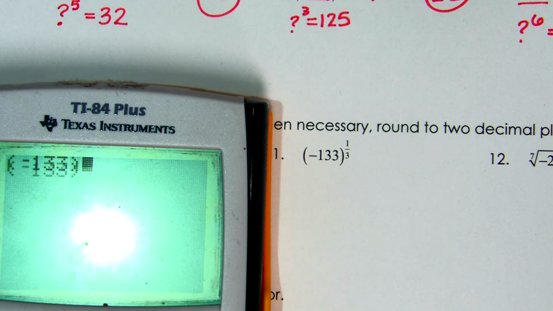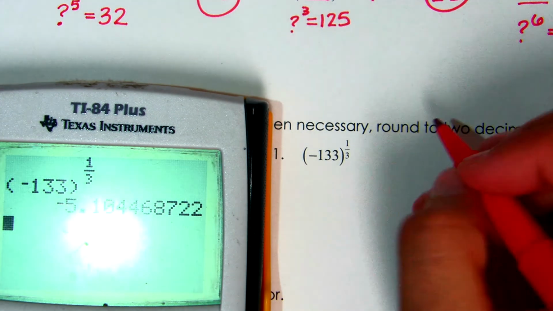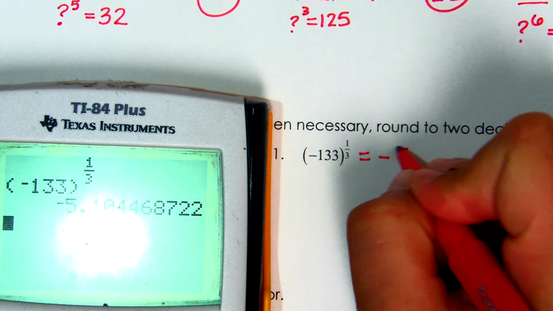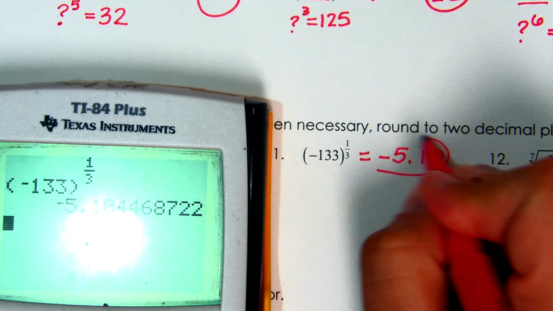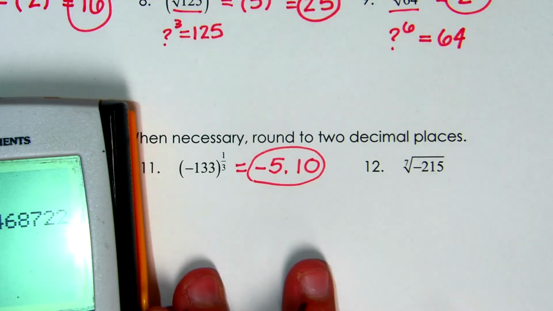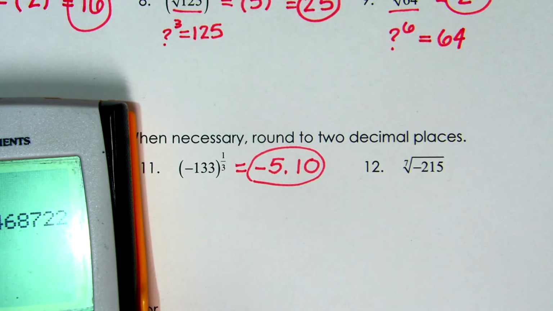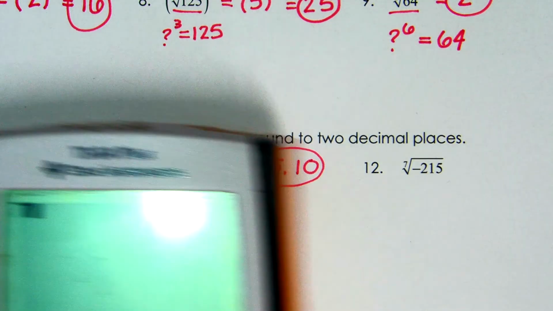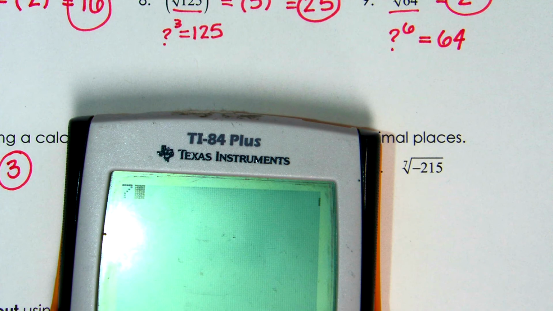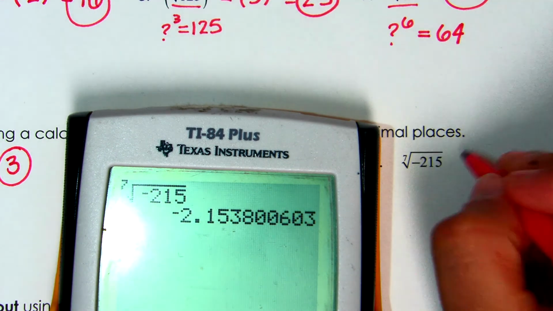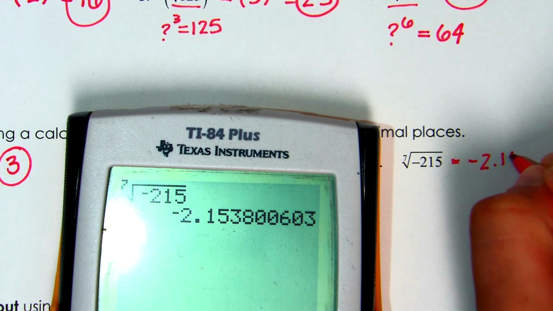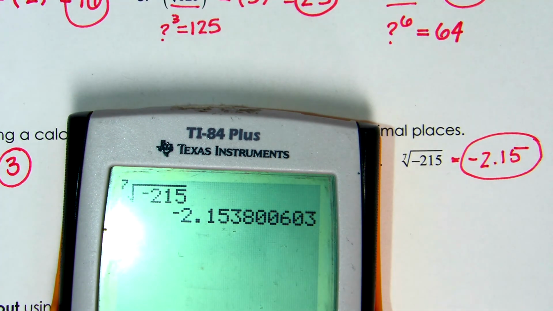All right, number 11, negative 133 to the power of 1/3, negative 5.104, so negative 5.10. Number 12, the 7th root of negative 125. So I'm going to hit 7 in the calculator, and then I do math 5, which gives me the 7th root of negative 125 is about negative 2.15 when I round it.